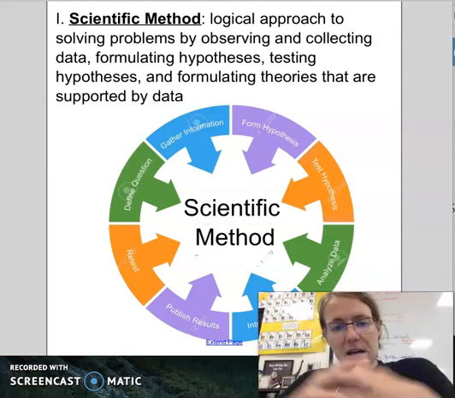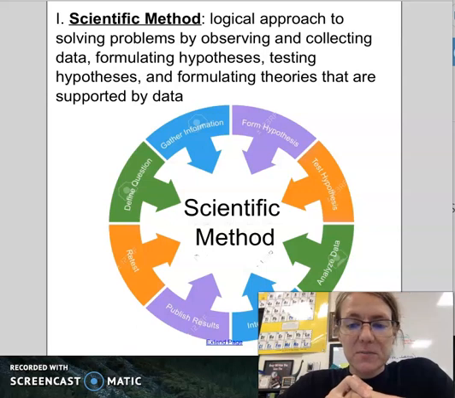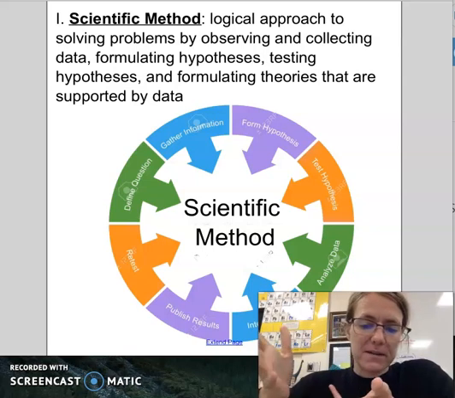So the scientific method is a logical approach to solving problems, either by making an observation and then you gather data. You formulate a hypothesis, which is a statement that you can test using an experiment. Then you test it, and then from there you can formulate theories that are supported by the data.